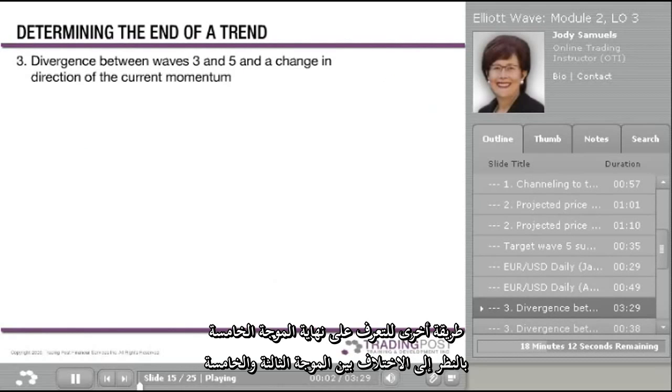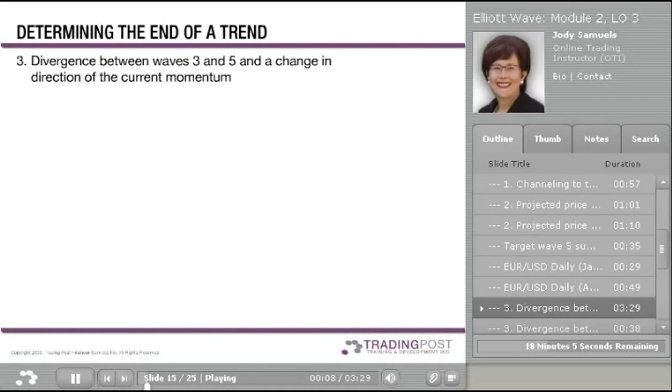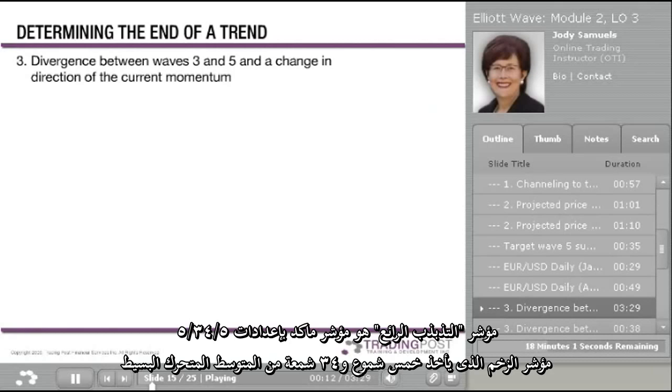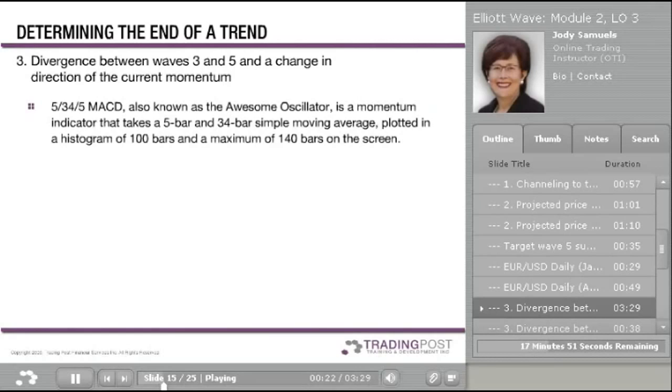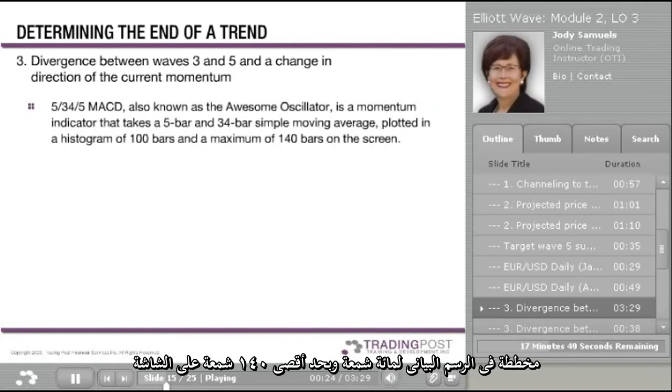Another way to identify the end of a 5-wave sequence is to look for divergence between waves 3 and 5. We do that by using Bill Williams' Awesome Oscillator. The Awesome Oscillator is a 5-34-5 MACD, a momentum indicator that takes a 5-bar and 34-bar simple moving average plotted in a histogram of 100 bars and a maximum of 140 bars on the screen.